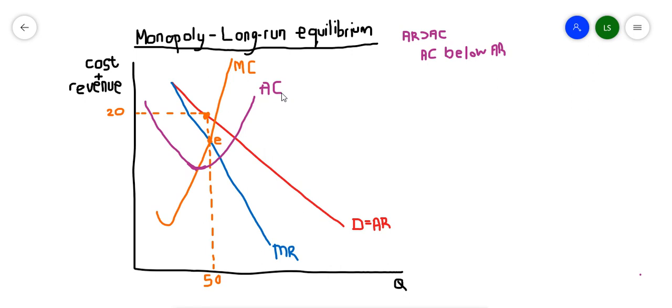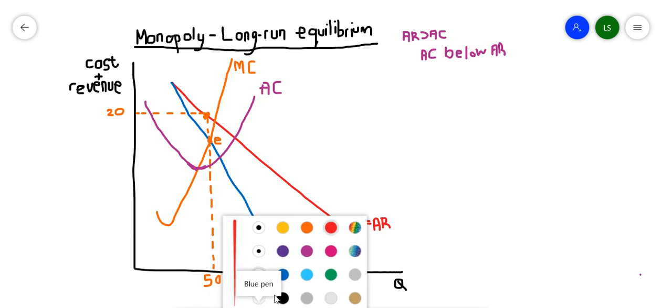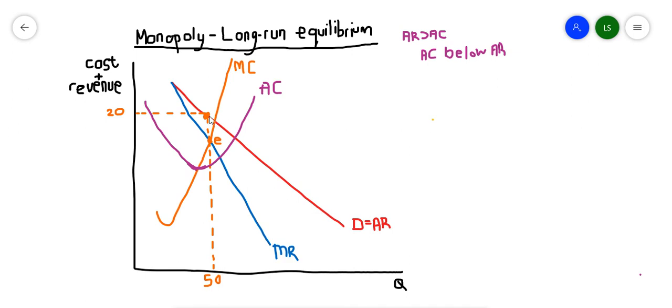So we know that at my profit maximization point, my average revenue is 20 Rand because average revenue is equal to the price. There, my average revenue and my demand curve is the same. So at profit maximization, if I go up, up, up onto average revenue, my average revenue is 20. But now I also have to find the value of my average cost.